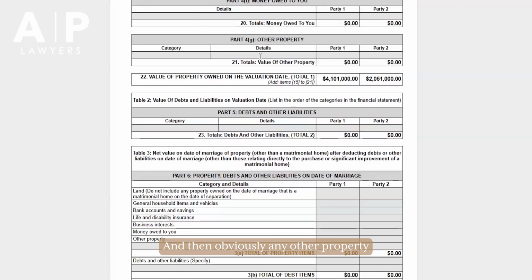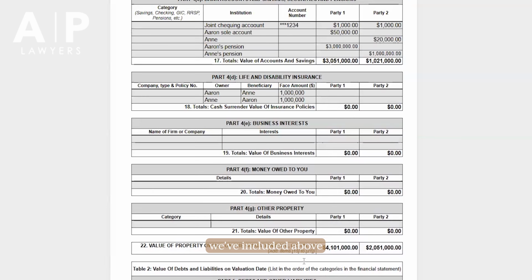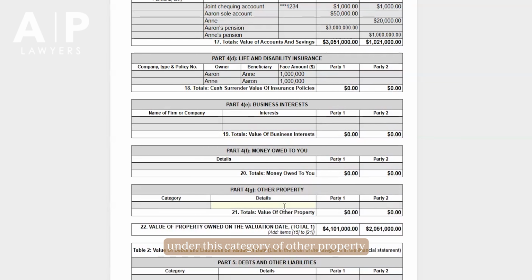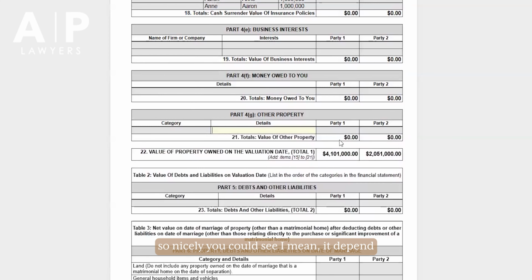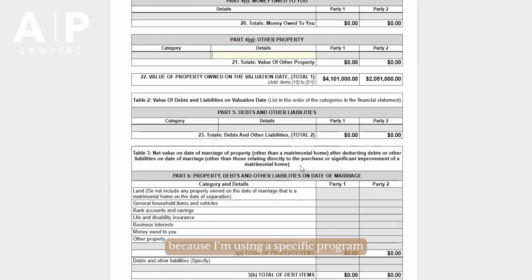And then obviously any other property that does not fit into any of the categories we've included above would come in under this category of other property. So nicely, you could see, it depends on what version you're using. Sometimes if you're using the free government versions of these net family property statements, your calculations may not be done automatically for you. But in this case, it is for me because I'm using a specific program to do this.